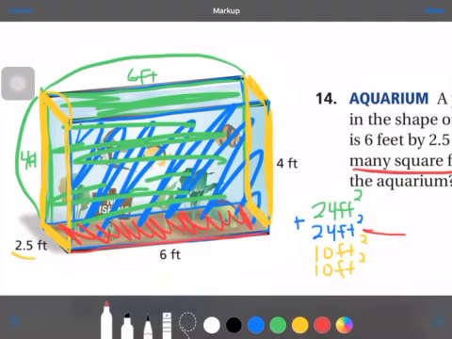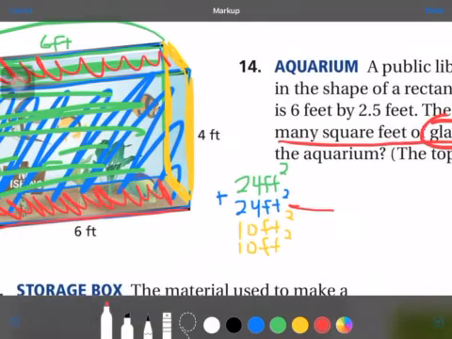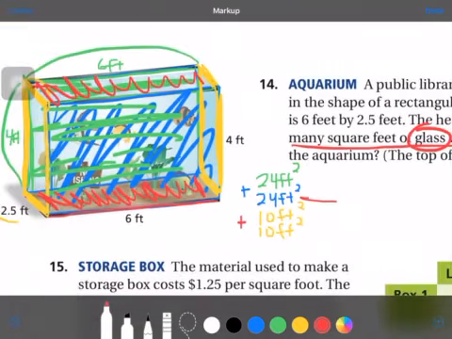And the top, we can see here's the water line, and the top is actually open. So we're not going to include the top either. So we actually have all of our measurements that we need to find the total amount of glass used. So 24, 48, 58, 68, so 68 feet squared of glass.